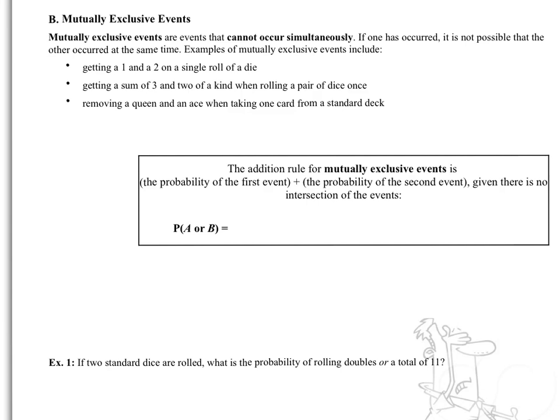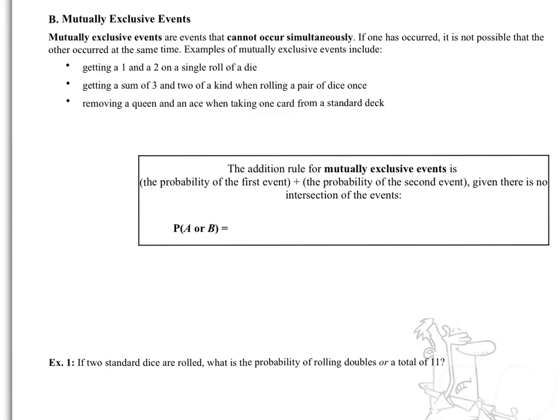But wait, Mr. Langford, I don't get it. Can you give me some examples? Okay, let's say I have a single die with 6 sides on it and I roll it. I can't get a 1 and a 2 at the same time. So the event of rolling 1 is mutually exclusive from the event of rolling 2.